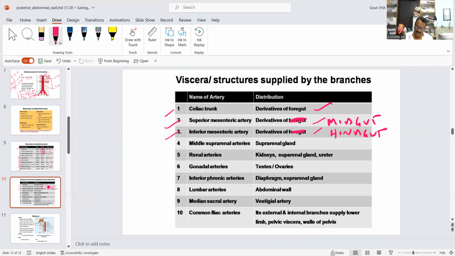The middle suprarenal artery supplies the suprarenal gland. The renal artery, as the name suggests, supplies the kidney, the suprarenal gland and the ureter. The gonadal artery will take care of the testes and the ovaries. The inferior phrenic artery will take care of the diaphragm and the suprarenal gland. The lumbar artery will take care of the abdominal wall. The medial sacral artery is the vestigial artery, and the common iliac artery, through its external and internal branches, will supply the lower limb, pelvic region, and the wall of the pelvis.